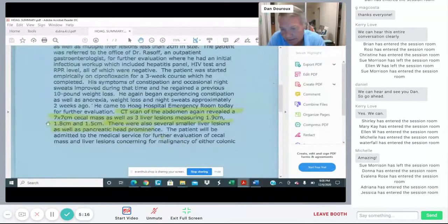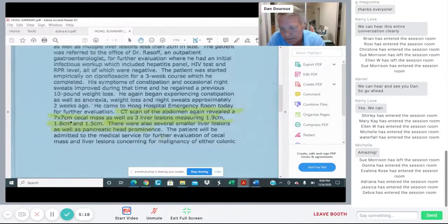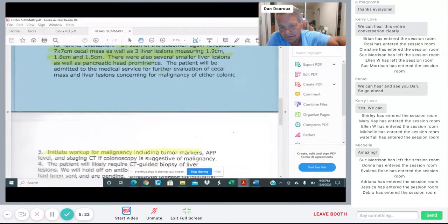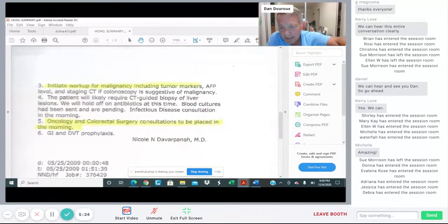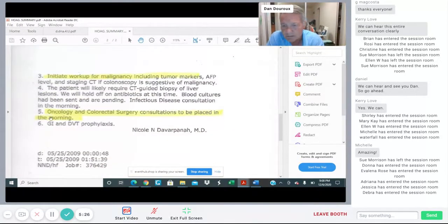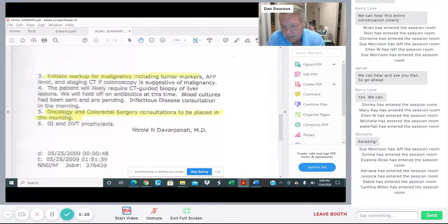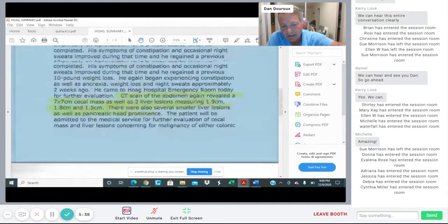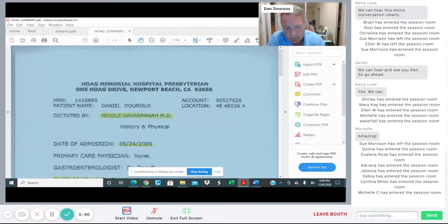They thought it was liver cancer, a 7 by 7 centimeter cecal mass, about the size of a tennis ball. And what they originally thought it was, liver cancer, so I was set up for colorectal surgery. That never happened. Somehow I got out of that. That's another story. But life marches on.